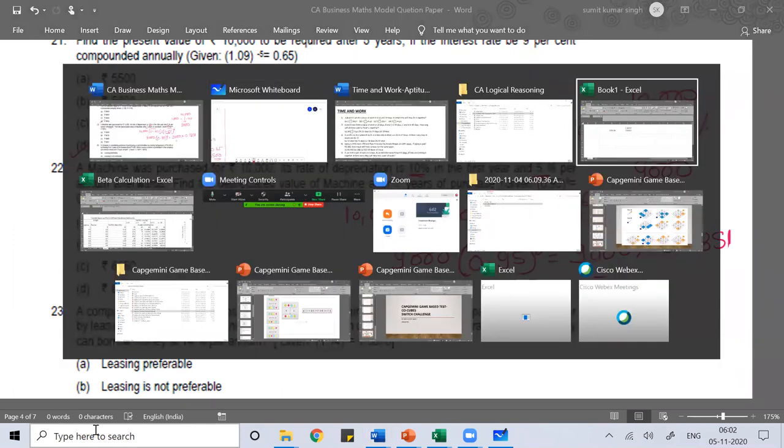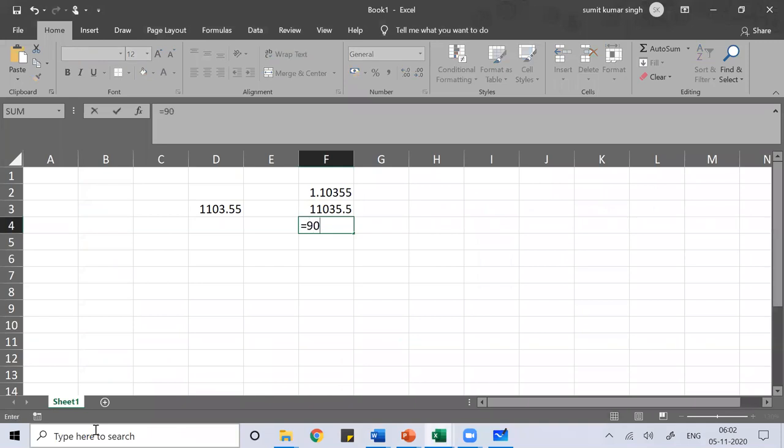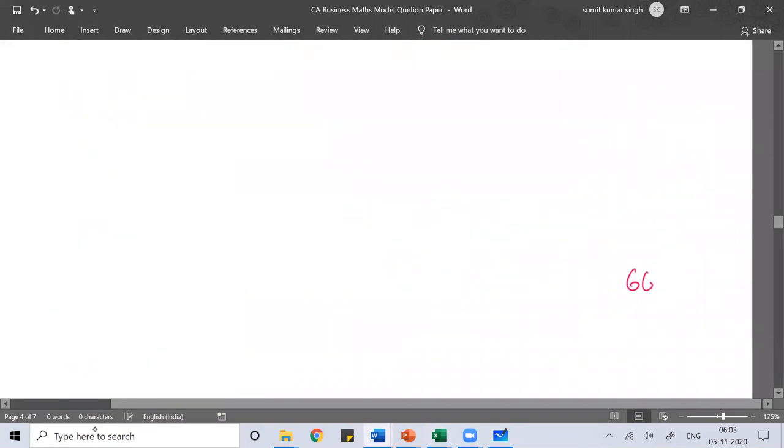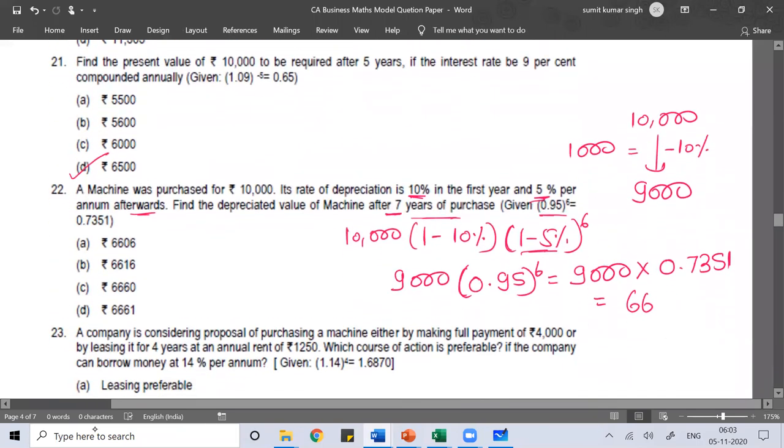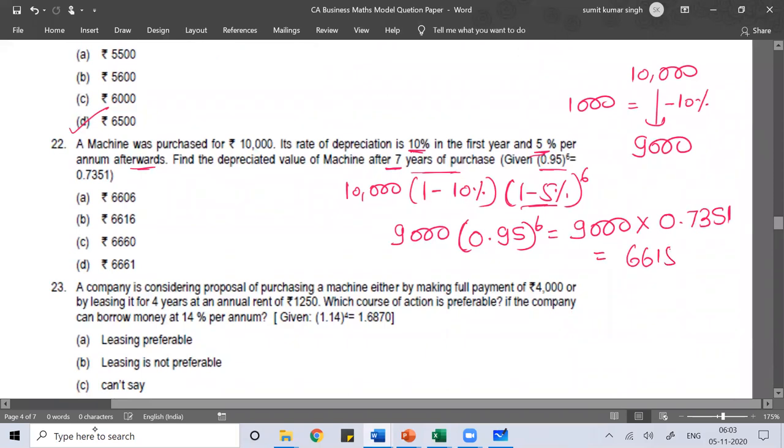9,000 into 0.7351. That is 6,615.9. So 6,615.9. Answer is option B.